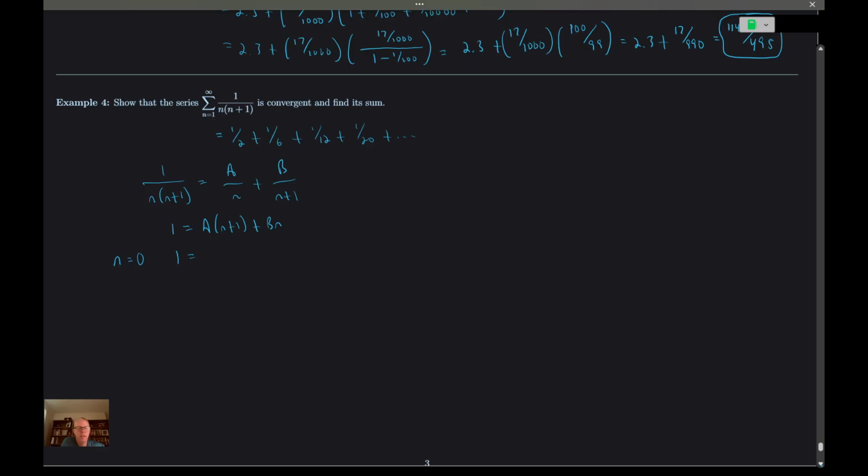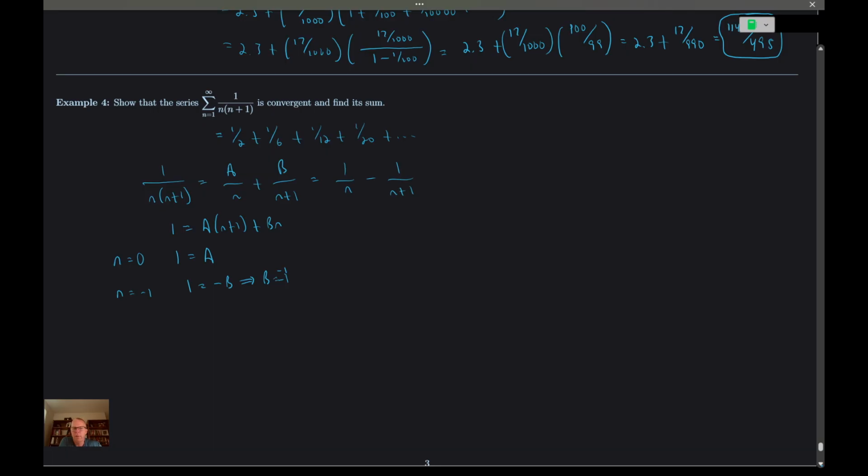So plug in n equals 0. That gets rid of the B term. A equals 1. Plug in n equals -1. That'll get rid of the A term. And we get 1 equals negative B, so B is -1. So this becomes 1 over n minus 1 over n plus 1.